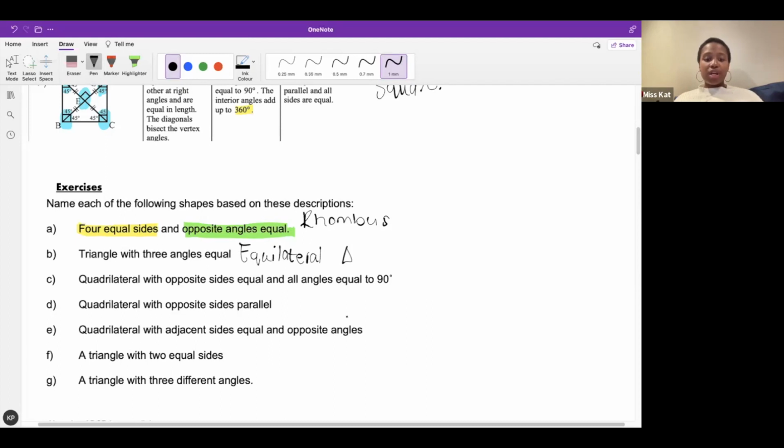Okay, a quadrilateral with opposite sides are equal. Opposite sides, not all of them. Opposite sides are equal. And all the angles are 90. Oh, now I'm not catching you guys anymore. You guys are getting good at this. Rectangle.